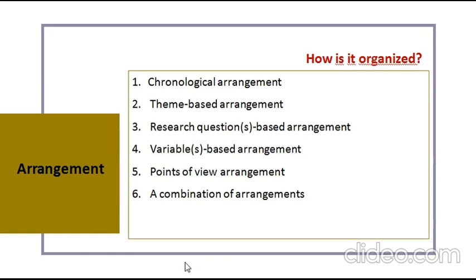The next option is to be eclectic, or a combination of arrangements. Here, depending on the aims and objectives of the researcher and the type of study, the researcher may opt for more than one of the above-mentioned methods of structuring the review of literature. For instance, he may opt for a variables-based arrangement: Chapter 1, Variable 1, Chapter 2, Variable 2, and within Chapter 1 there is a chronological arrangement, and in the second one there is a points of view arrangement. This is only an example.